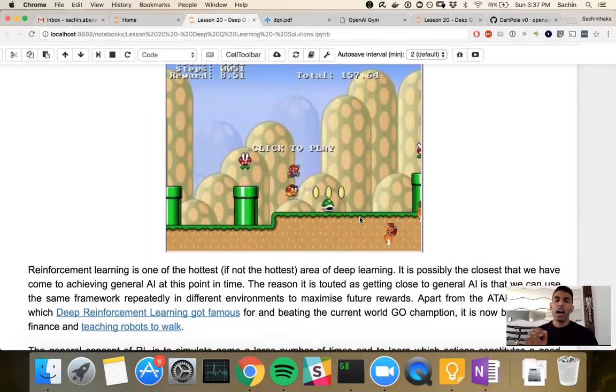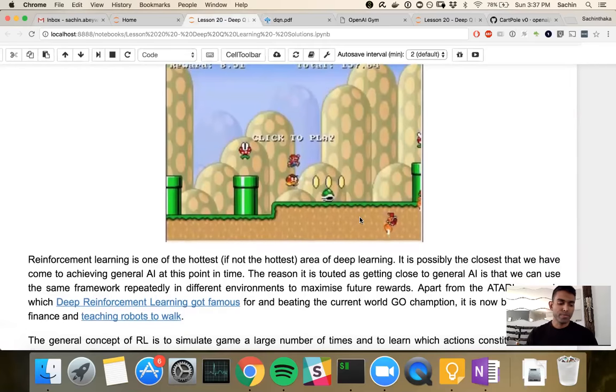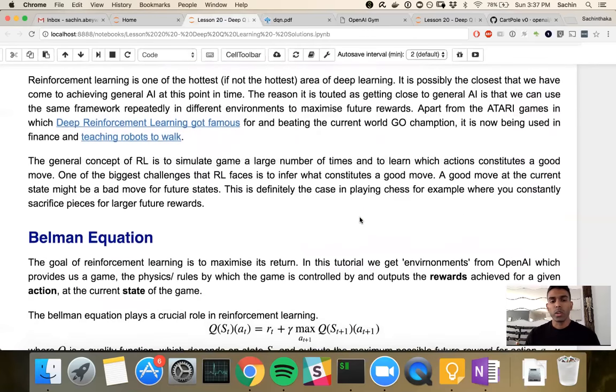Okay, so one of the biggest problems of reinforcement learning so far is figuring out what is a good move in a given game. So for example, chess, you're always sacrificing pieces to get to a checkmate, right? So if you have a reward function that gives a -10 and all you care about is the current point in time, then you will never get to a good solution, okay? Because you will never sacrifice a piece, you will never be able to be, say, a chess champion. So this is where Bellman's equation comes in.